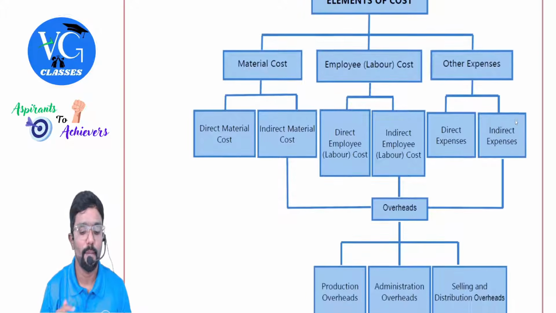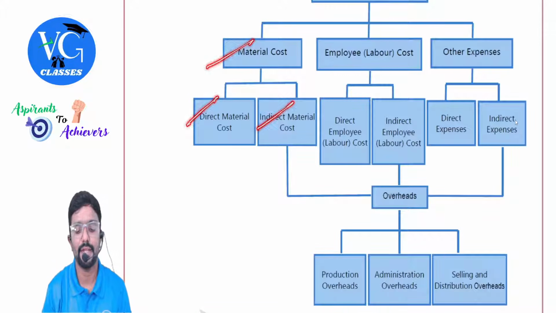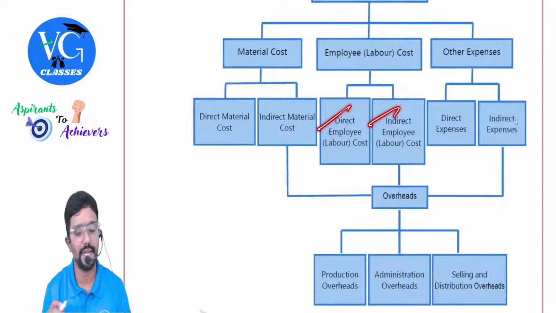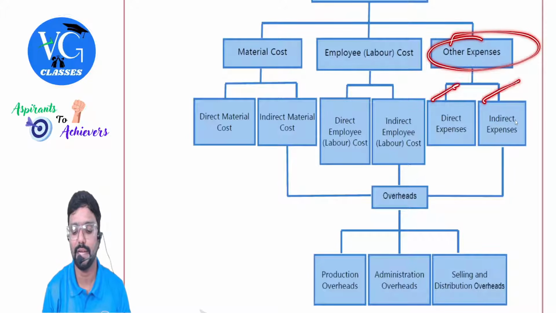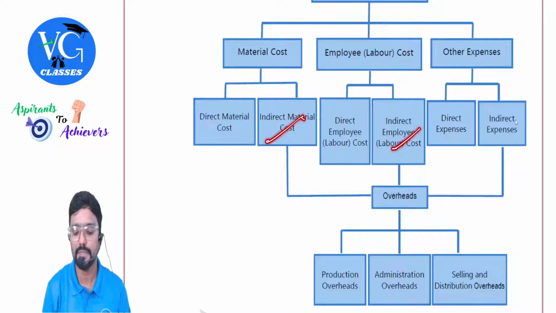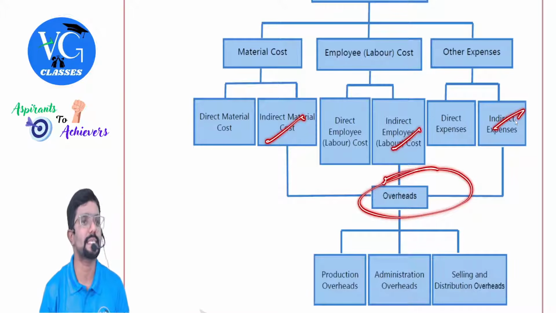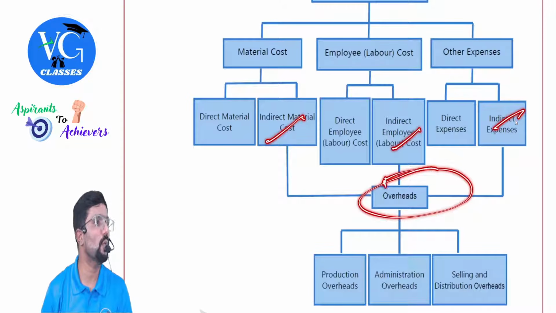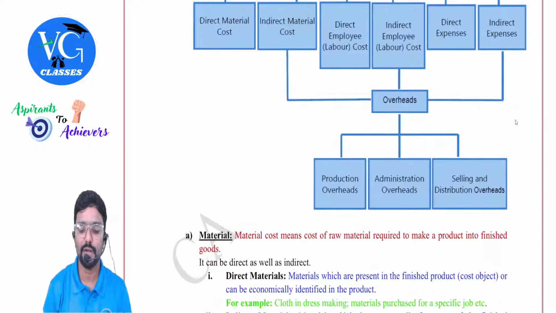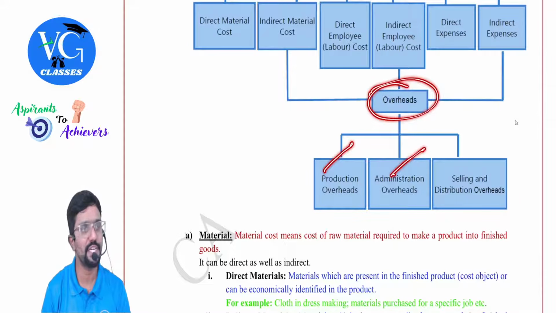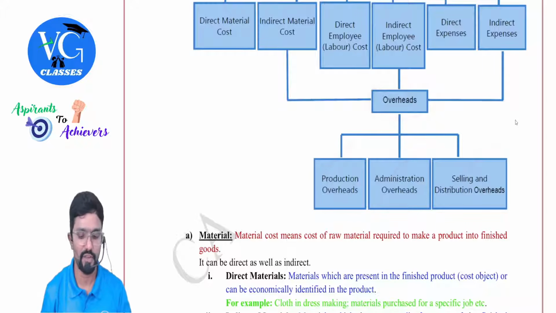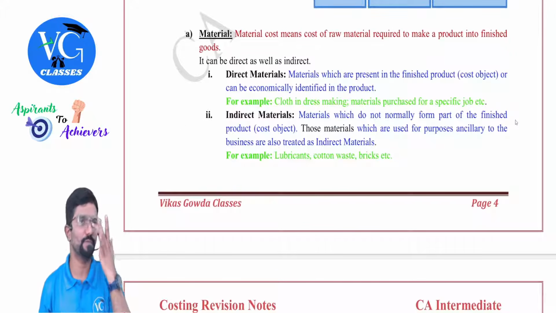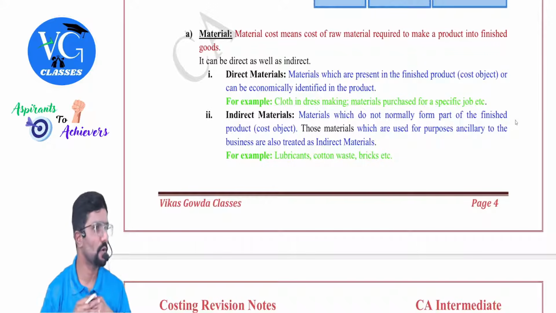So, material, under that direct and indirect. Employee or labor cost, even under that direct and indirect. Even other expenses, under that direct and indirect. And all the indirect expenses put together, guys, we call overheads. A sum of all the indirect expenses is called overheads. Overheads can also be classified as production overheads, which we also call factory overheads, then administrative overheads, and selling and distribution overheads. All these are just classifications. They are very simple, but we will still go through each of them quickly.